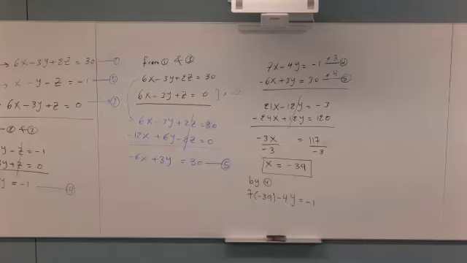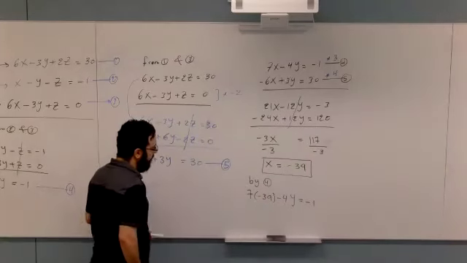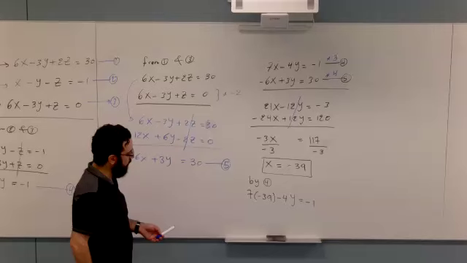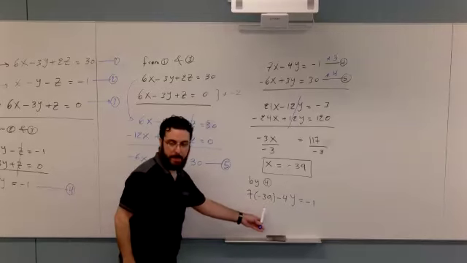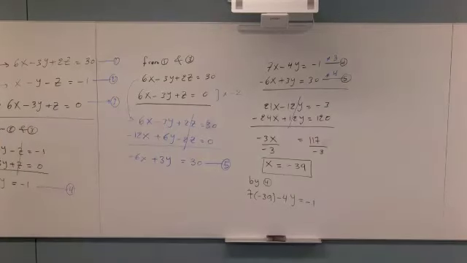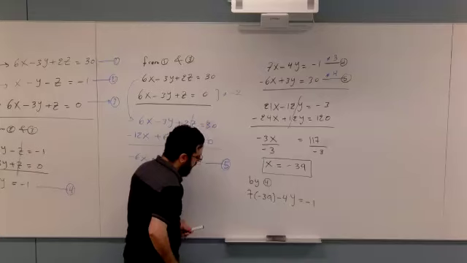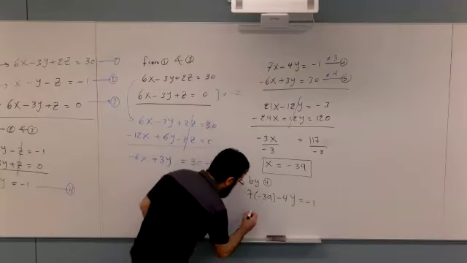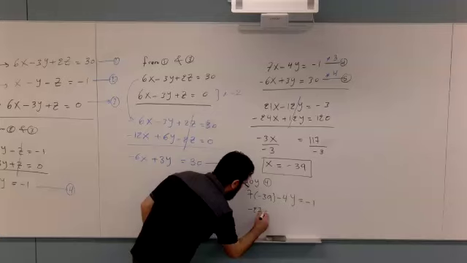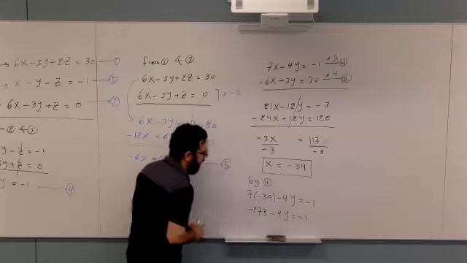Question. Put it in for both. So the first thing, 7 times negative 39. I did it wrong. 7 times negative 39, how much? Negative 273. Negative 273 minus 4y equals negative 1.